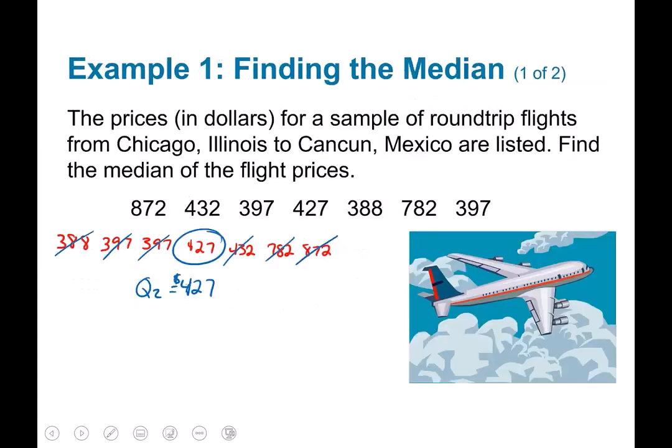So going back here just to show you that that would work, right? We had 7 prices. So the location of the median would be then 7 plus 1 over 2, or the 4th data value. And if we look, sure enough, 1, 2, 3, 4, 427 was our 4th data value once we ordered our data.